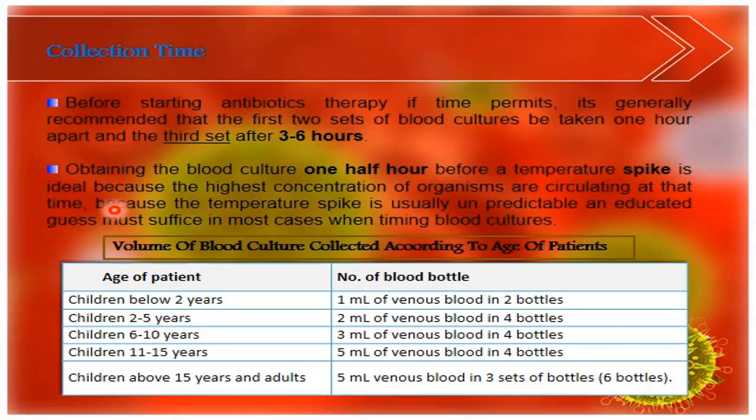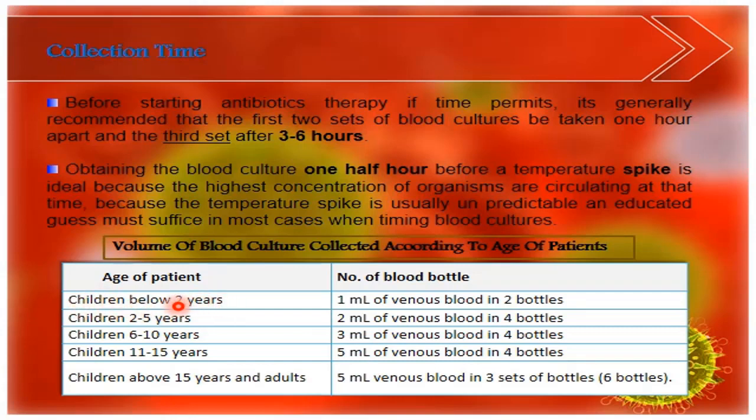at that time. Because the temperature spike, meaning the peak of the fever, is usually unpredictable, an educated guess must be sufficient in most cases when timing blood culture. Now, what is the volume of blood taken according to the age of the patient?